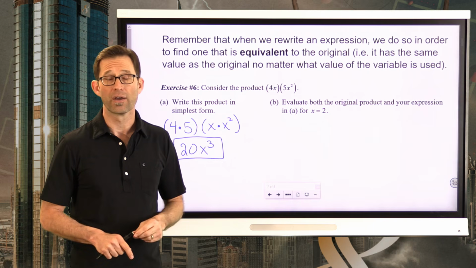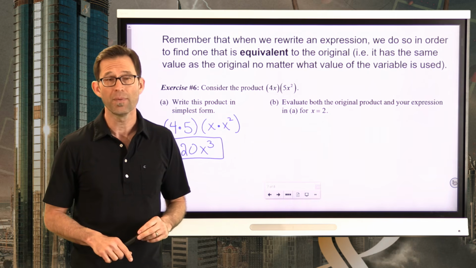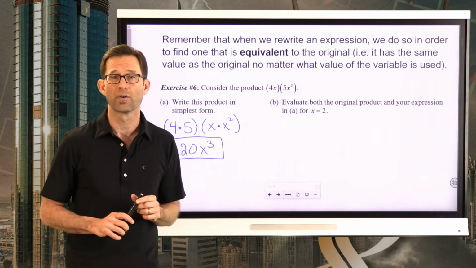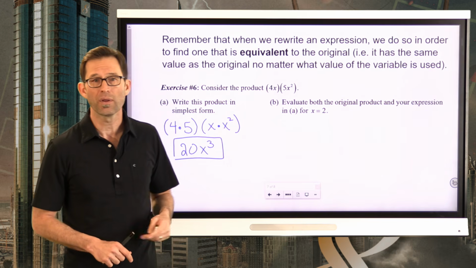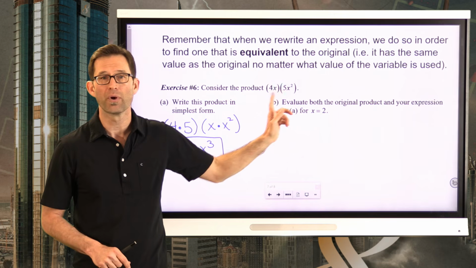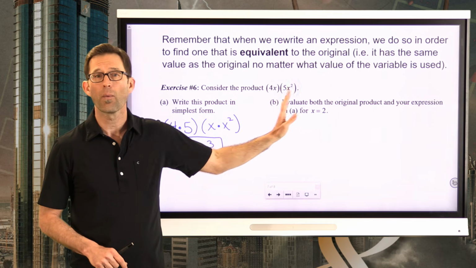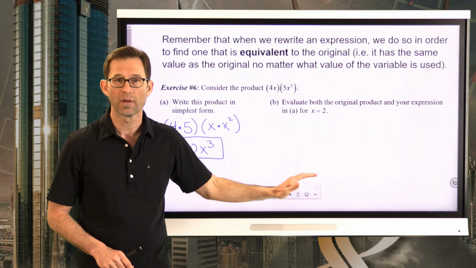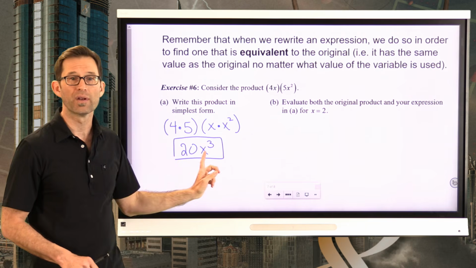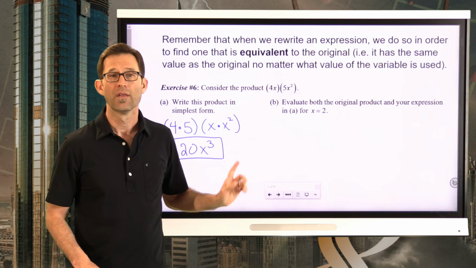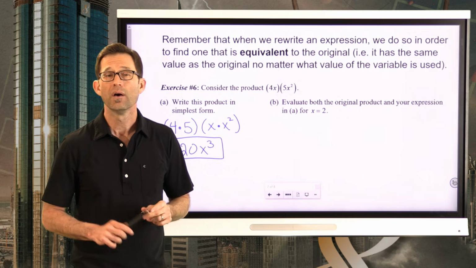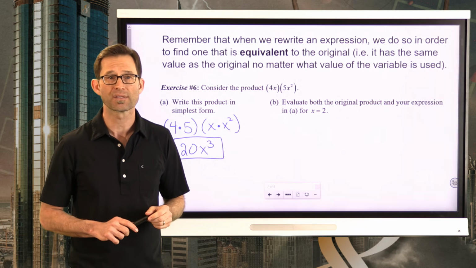Now, I can't put in every value of x because there's an infinite number of them, but at least I can test it. And let's do that in letter B. Evaluate both the original product and your expression in A for x equals 2. All right, so what I want you to do is take x equals 2 and put it in here for x, and figure out what all that is equal to. That should be the first part. Then I want you to take x equals 2 and put it into this one. That should be the second part. And if we've done our work correctly, then the two values should end up being the same. Pause the video now and go ahead and do that test.